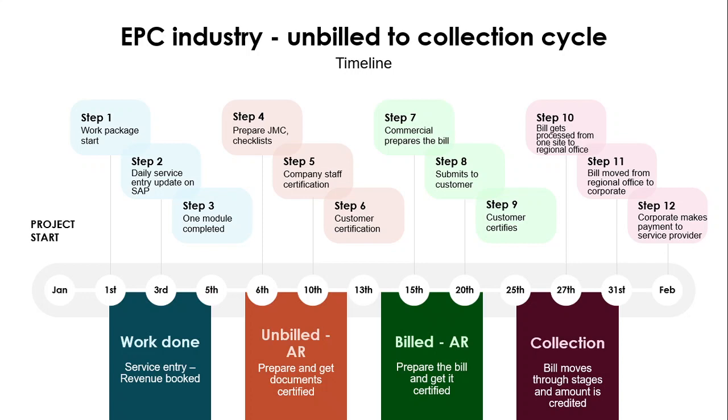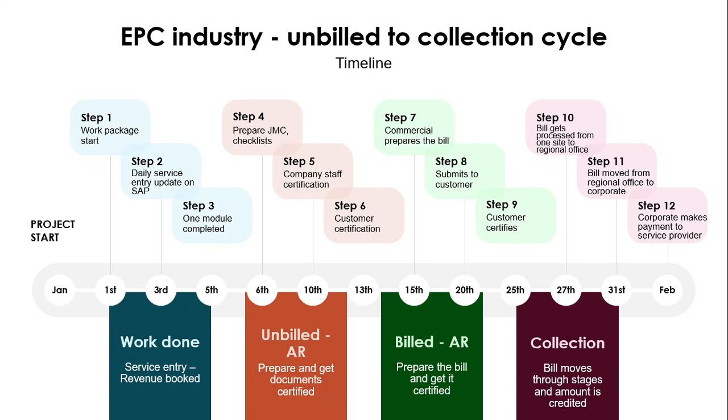Now what happens is you do the work physically. So let's say it can be laying a transmission tower, constructing a road, whatever is the scope of work you have to do, you start performing on Jan 1st. And then daily at the end of the day you update your SAP on the service entry saying this much amount of work you have done.